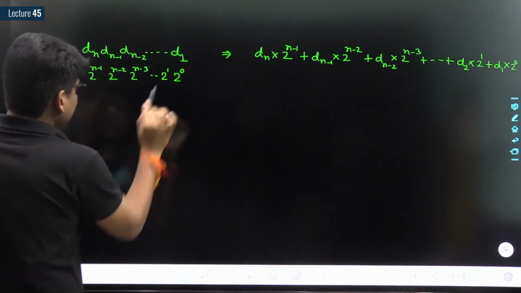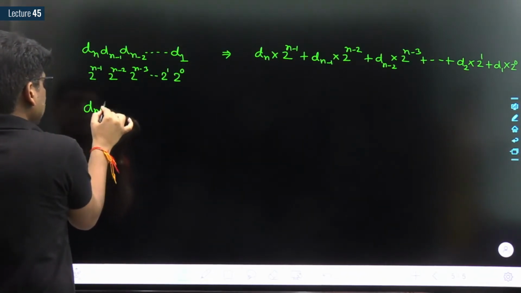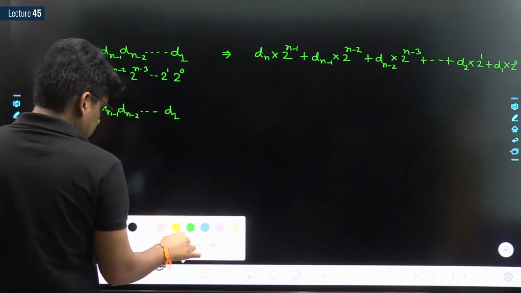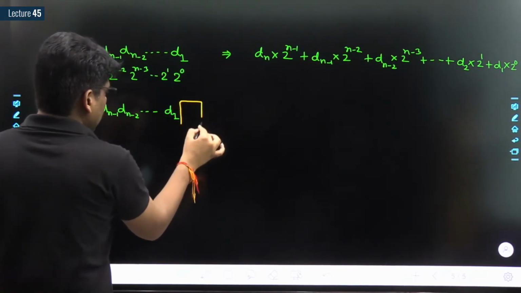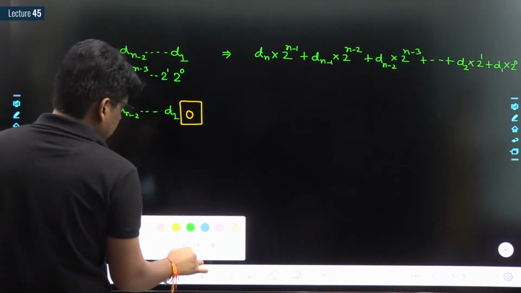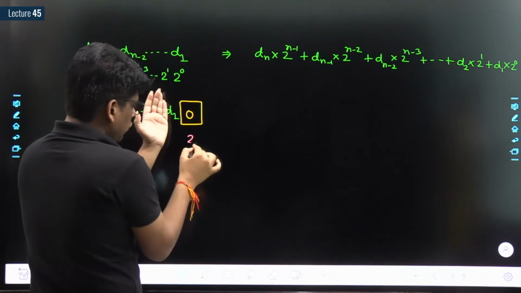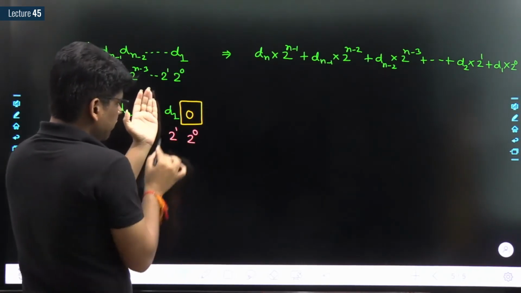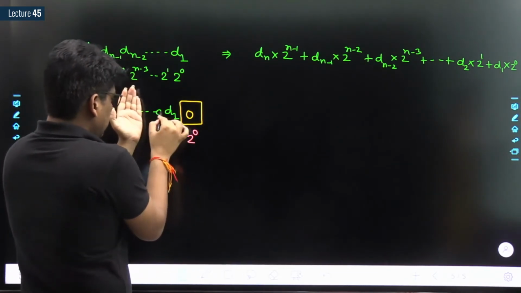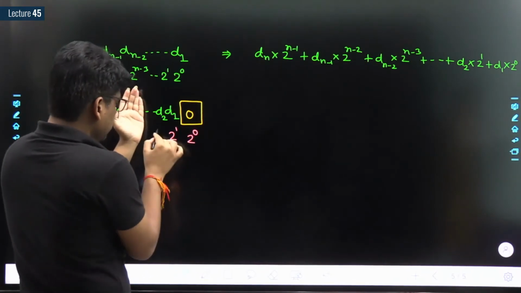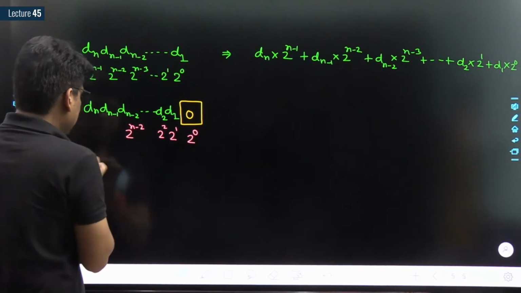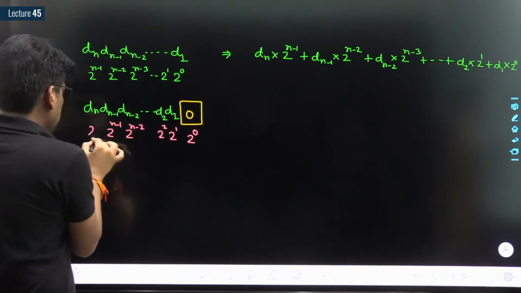Now I am appending a bit. Let us suppose that bit is 0. What is the new value? Let me recalculate. Now the powers of 2 are 2 to the power 0, 2 to the power 1. d1 has a place value 2 to the power 1. What about d2? d2 has a place value of 2 to the power 2. That means dn minus 2 must have 2 to the power n minus 2, then 2 to the power n minus 1, 2 to the power n.